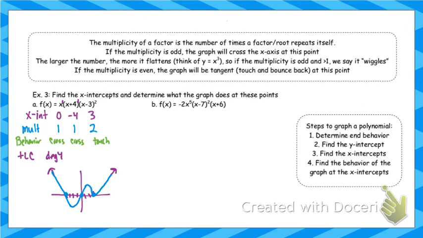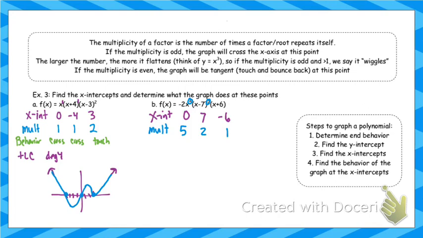We're going to start with the x-intercepts. So my x-intercepts would be 0, 7, and -6. Then let's find the multiplicity. That's the exponent of that specific factor. So that exponent was 5. This exponent is 2. This exponent is 1.